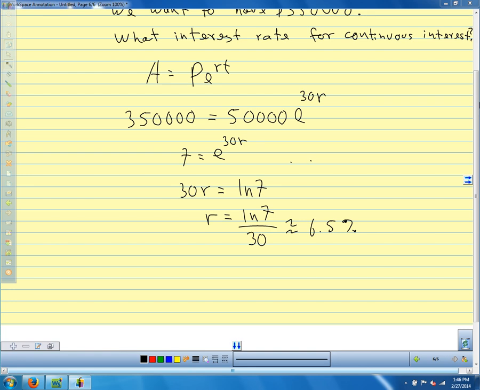So we see that what we're looking for here, this 7 is just the ratio between the amount that we have, the principal and the amount. That's what 7 is, and 30 is our time. So that's how we can figure out our interest rate. So when you go to your financial planner and they're plugging these numbers into their calculator and they're working really hard, really this is what they're doing. Taking the natural log of 7 and dividing by 30.